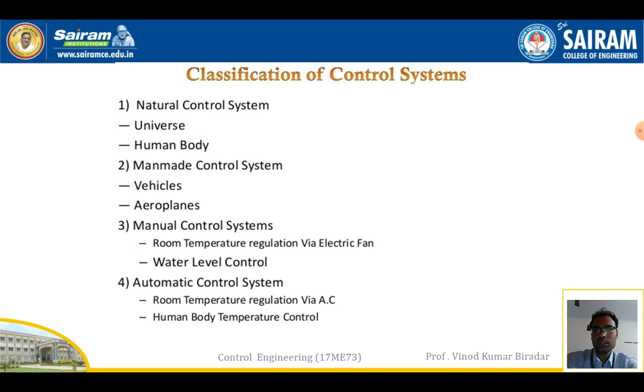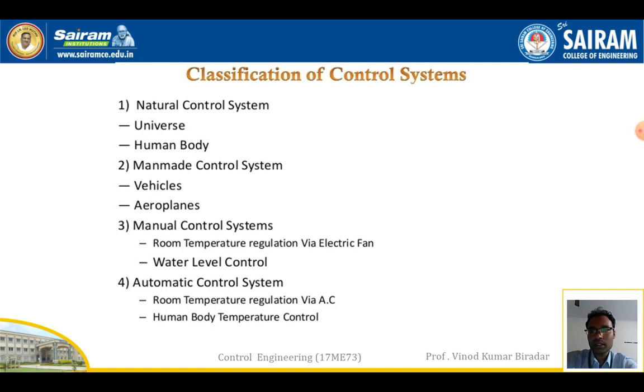First one is the natural control system. Natural is divided into two categories: the universe and the human body. The universe operates naturally, while the human body is operated by the human. Second one is the man-made control system. Man-made is again divided into two types: road vehicles and aeroplane.